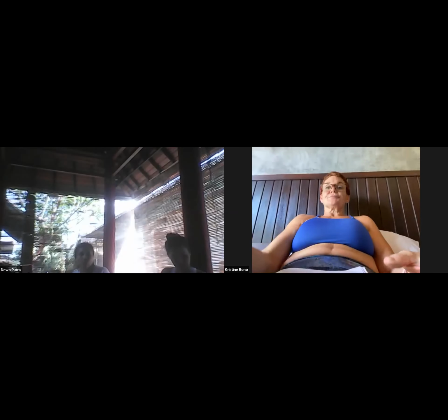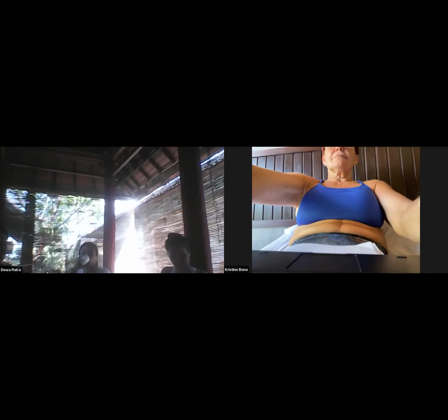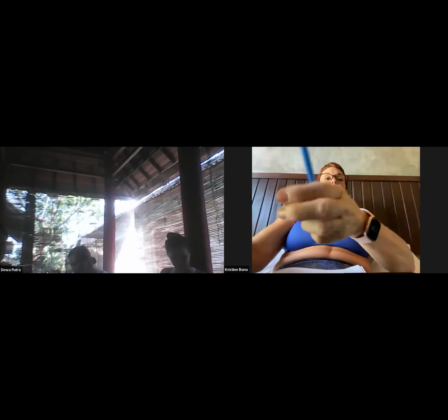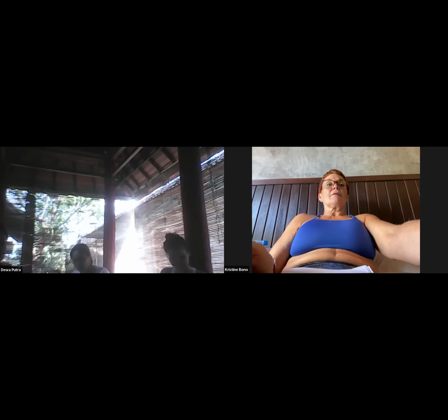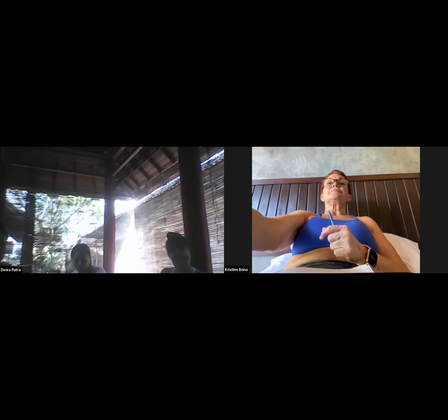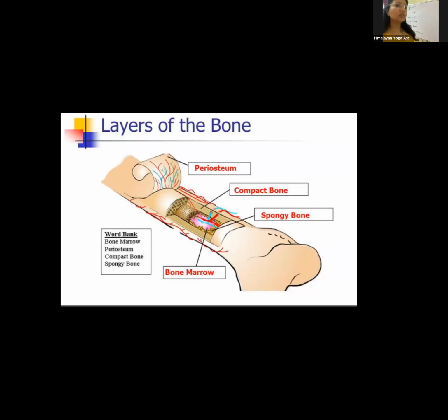Okay, we have to see the bone. Three layers of bone. Okay, so here you see periosteum, compact bone, and the spongy bone. In spongy bone, bone marrow is stored. You can take a screenshot of this.